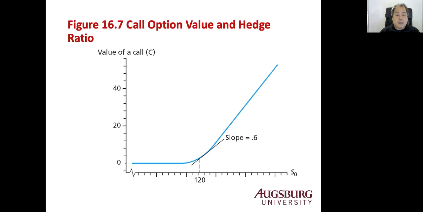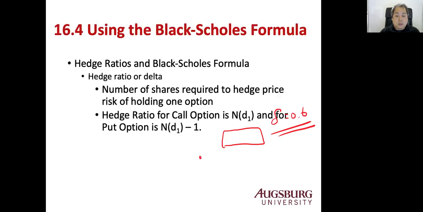If you have this graph, this is the call option value graph. If the price is 120, the hedge ratio is the same as just the slope. Suppose the slope is 0.6. This is called delta 0.6. It means the number of shares is 0.6, the delta. So 0.6 shares are required to hedge the price risk of holding one option. That's what it means.